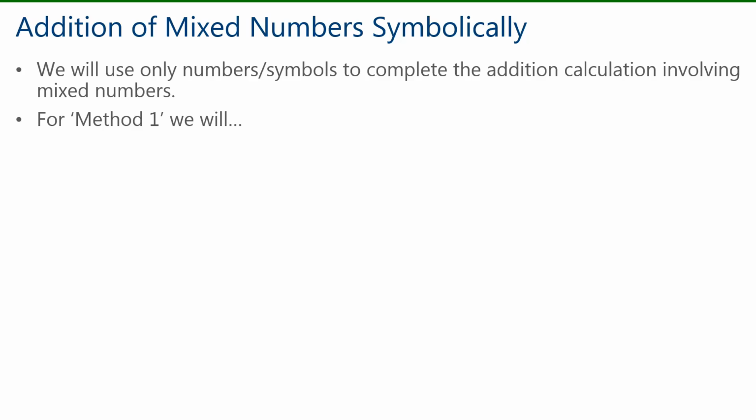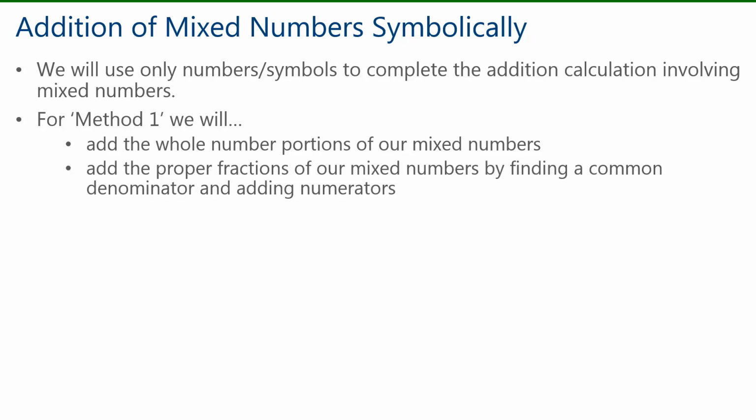So for method 1, here's what we're going to do. Here's the algorithm, the recipe. We will add the whole number portions of our mixed numbers. We're going to add the proper fractions of our mixed numbers by finding a common denominator and adding numerators.